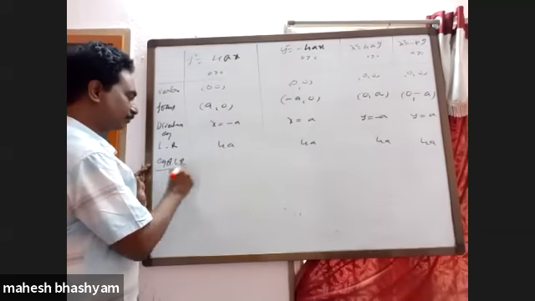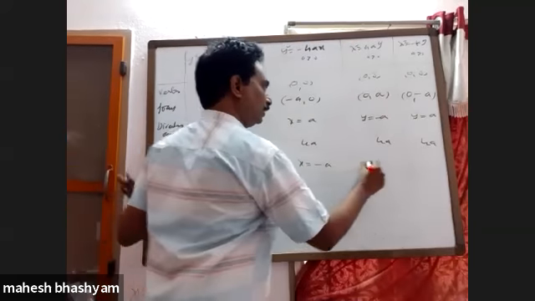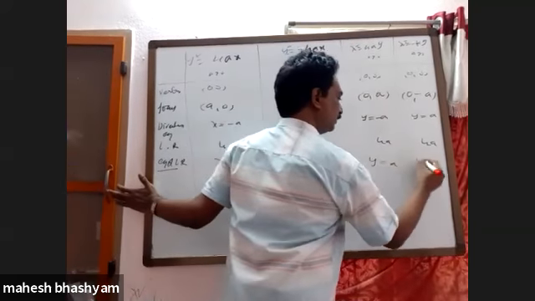Equation of latus rectum. Here it is x is equal to a, here x is equal to minus a, here y is equal to a, here y is equal to minus a.